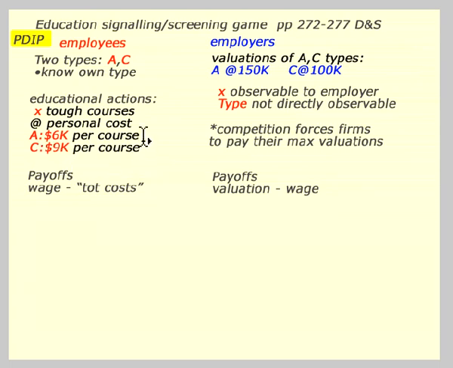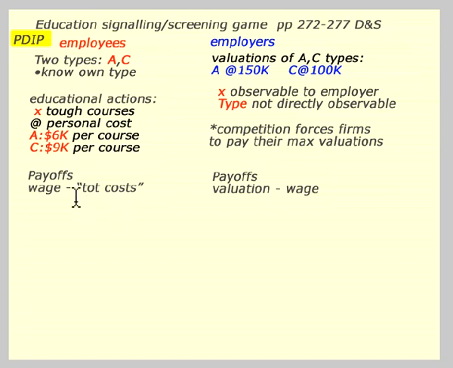Let's go back to the employers. The employers don't observe, they can't tell from just looking at an employee whether you're an able type or a challenged type. What they can see is how many tough courses you took, okay? So what we're going to do is think of the payoffs to each of these players as their net wage. The wage from the employee standpoint is a benefit, but the wage from the employer standpoint is a cost.